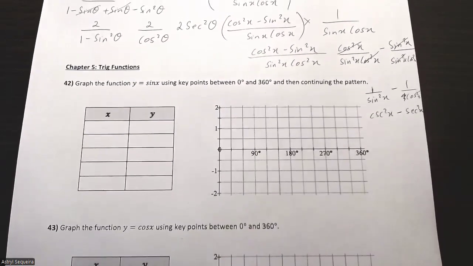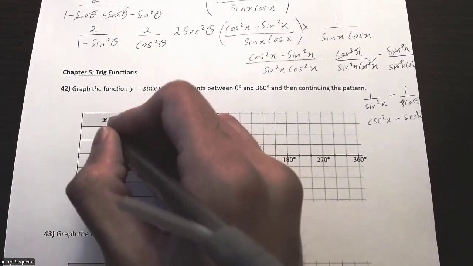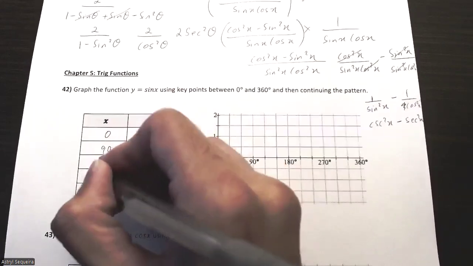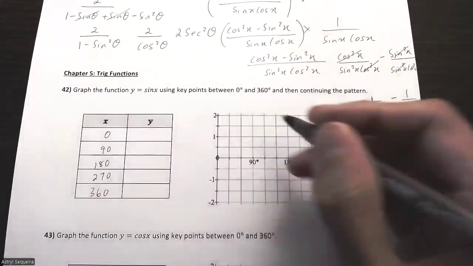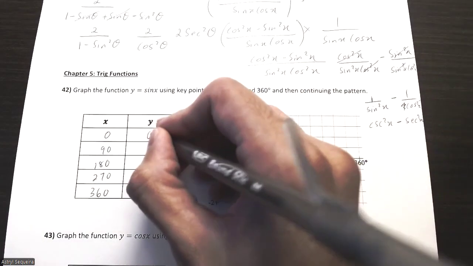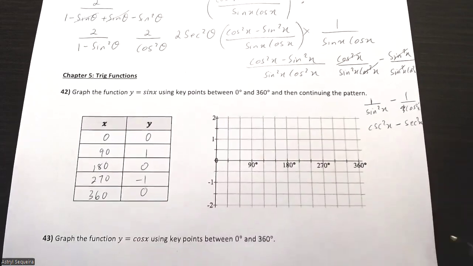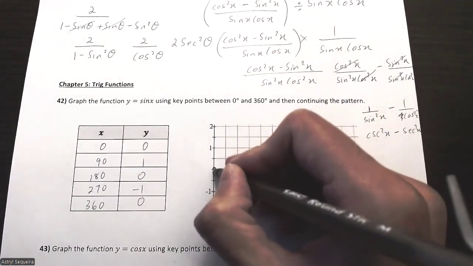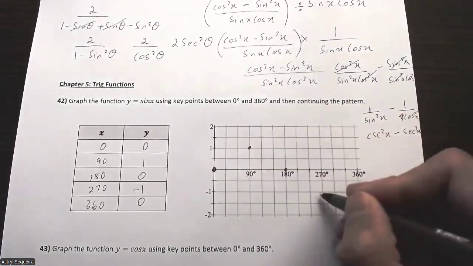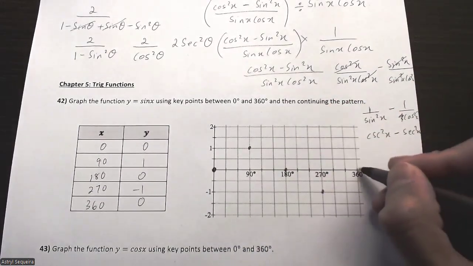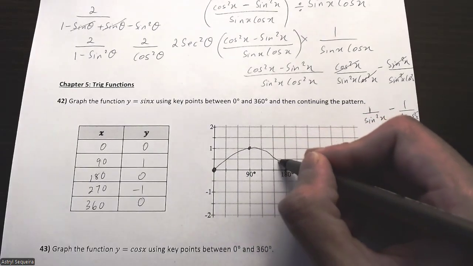Graph the function of this, using the key points, and that's pretty simple. You should know this: 0, 90, 180, 270, 360. There are no transformations even. So 0, 1, 0, -1, 0. First point 0, 0; 90, 1; 180, 0; 270, -1; 360, 0. So sine function, pretty simple there.